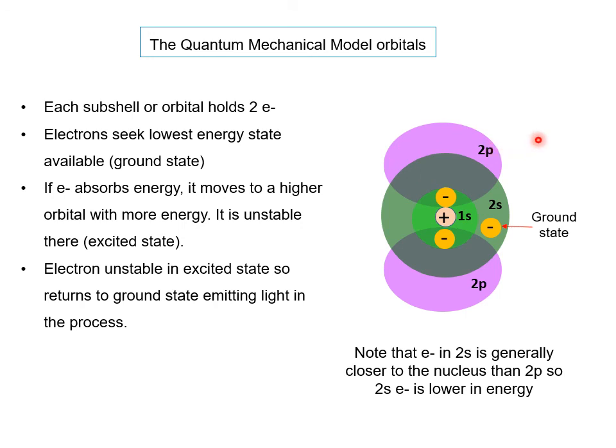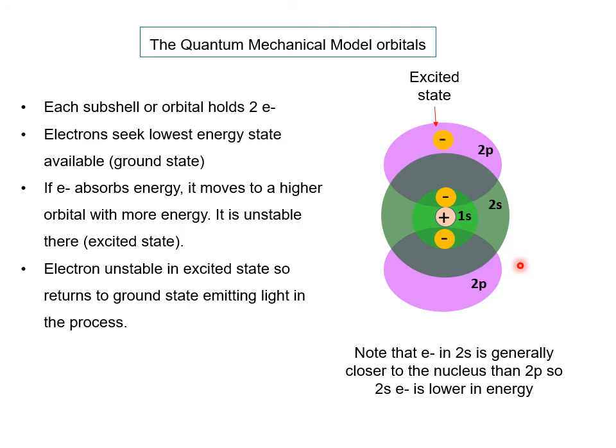Just like the Bohr model, if an electron absorbs energy, it'll move to a higher orbital with more energy. It's going to be unstable there, so it'll be in the excited state. So notice that this 2s electron here is in the ground state. It's in the ground state because the 1s is filled, so the lowest energy state this 2s could occupy was where it's at right now. If that electron absorbs energy, it'll go to a higher energy state, and now it's in the excited state.